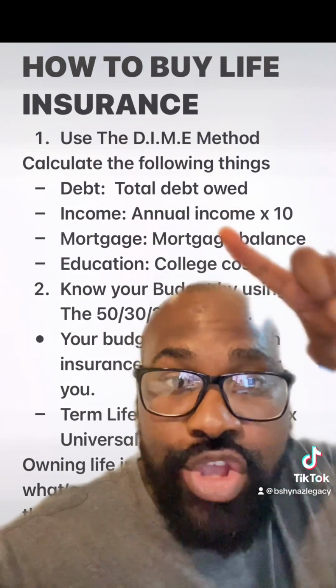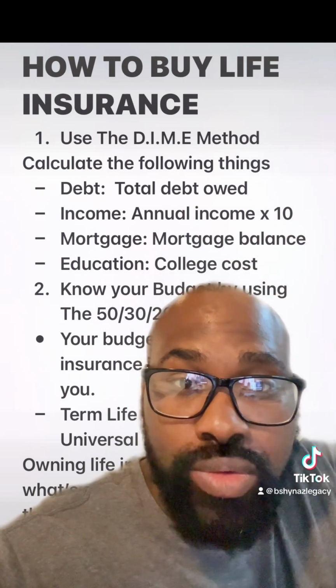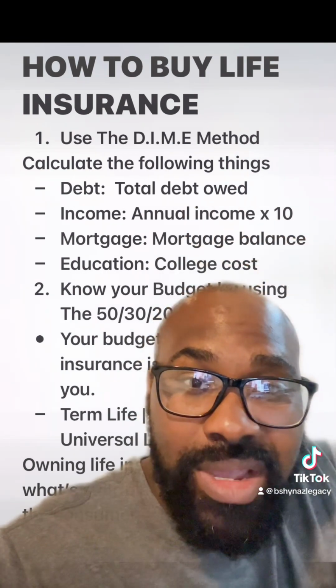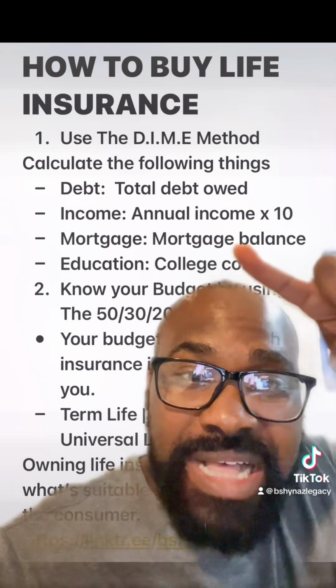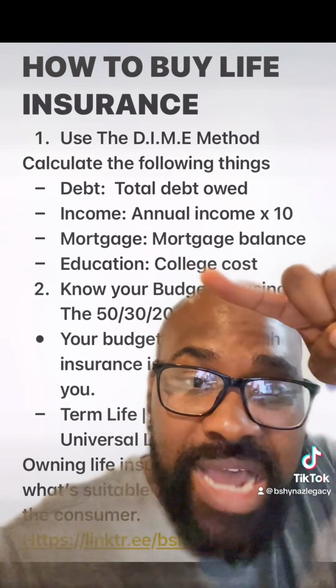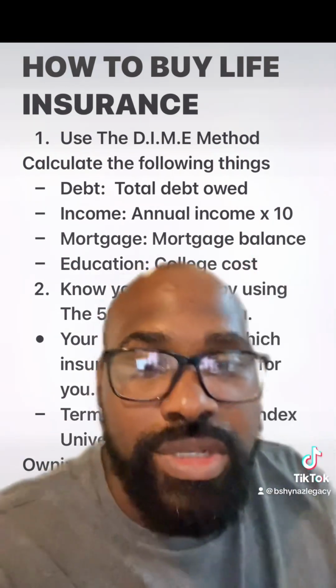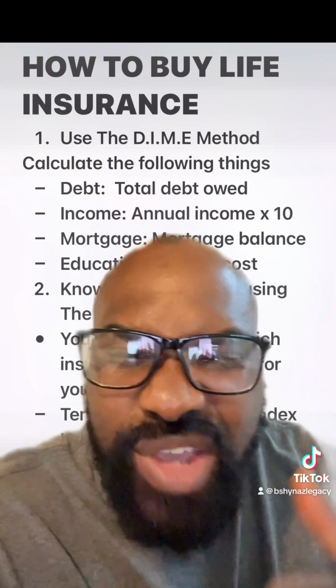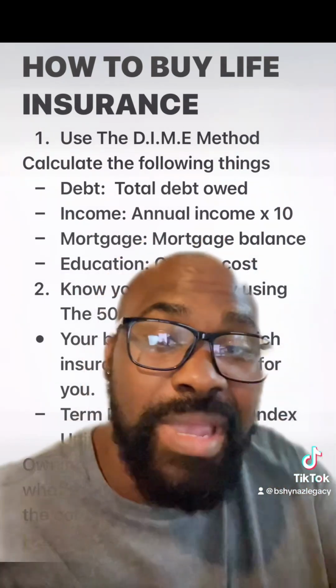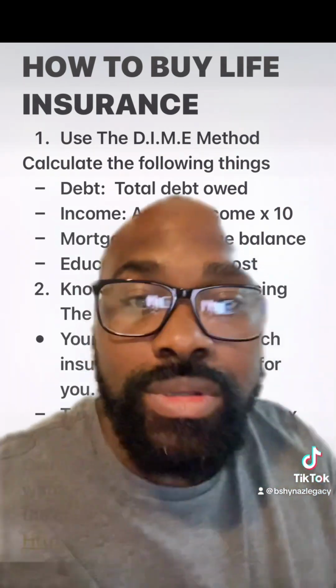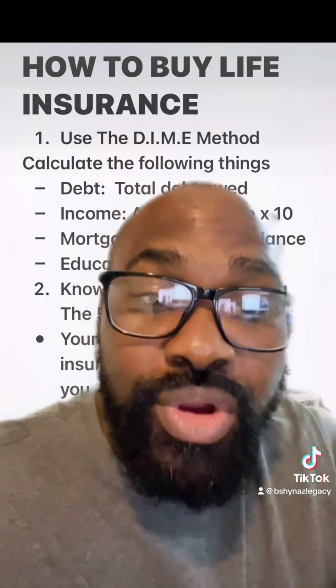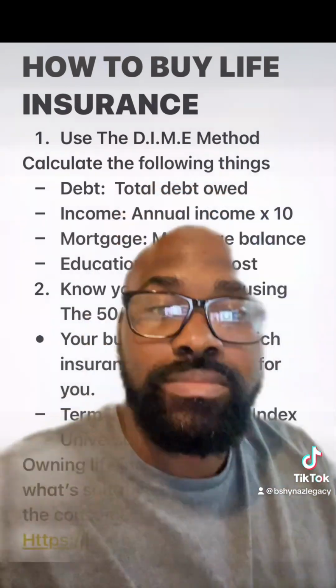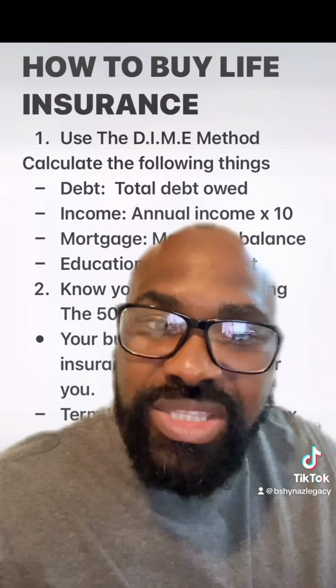So for example, you're going to calculate all the debts you owe. You're going to calculate your annual income times 10, the balance on your mortgage, and what a college would cost per child. Let me give you an example. Let's say that you have $50,000 in debt. You make about $50,000 a year. You're going to multiply that $50,000 per year for your income replacement by 10, which is $500,000.